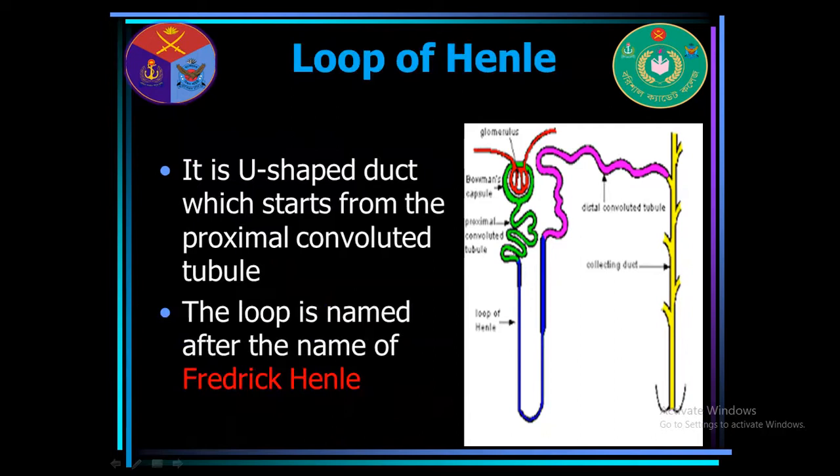Loop of Henle. This is loop of Henle. It is U-shaped duct which starts from the proximal convoluted tubule. The loop is named after Frederick Henle.